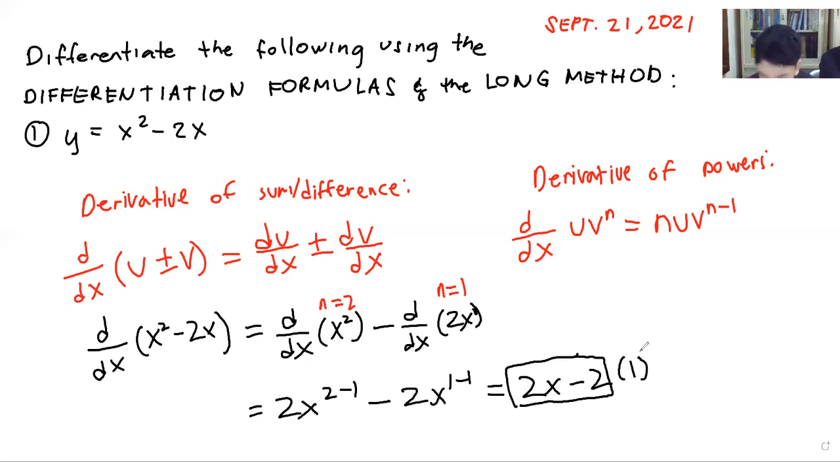Okay, next is the long method. Alright, so the problem again was y is equal to x squared minus 2x. For the long method, you will have to turn this y into y plus delta y and the x into x plus delta x because the position has changed. So it's the new position.